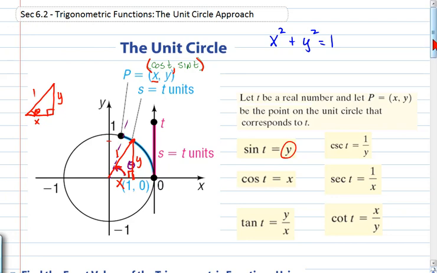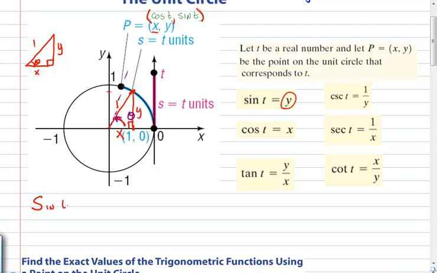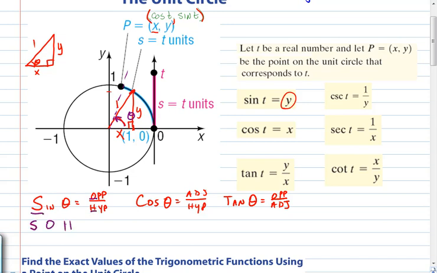Now, when I say SOHCAHTOA, that comes from the right triangle trigonometry. Sine of an angle is opposite over hypotenuse. Cosine is adjacent over hypotenuse. And tangent of an angle is opposite over adjacent. SOHCAHTOA is an acronym for sine, opposite, hypotenuse; cosine, adjacent, hypotenuse; tangent, opposite, adjacent.